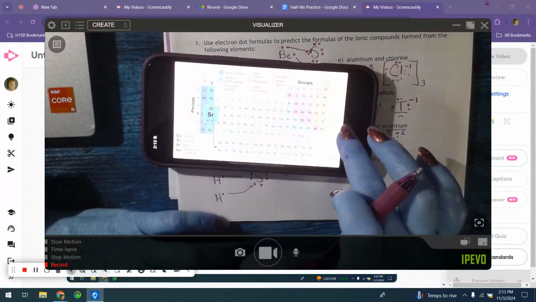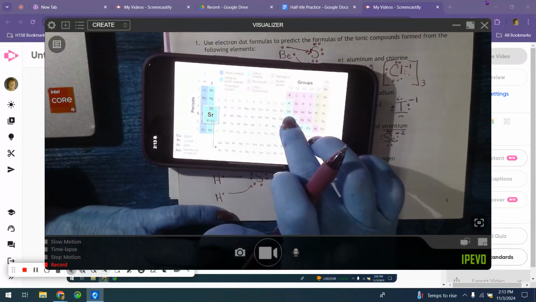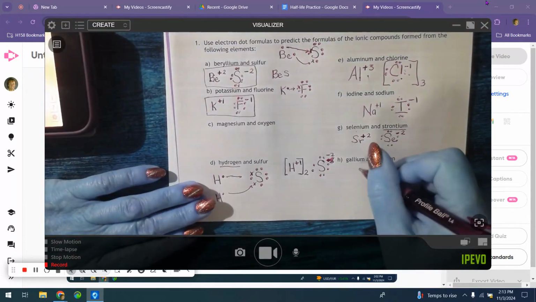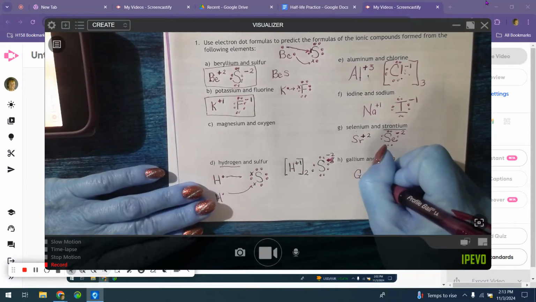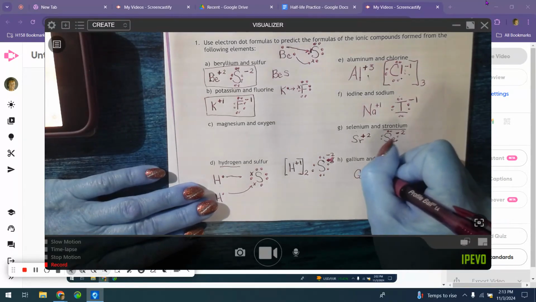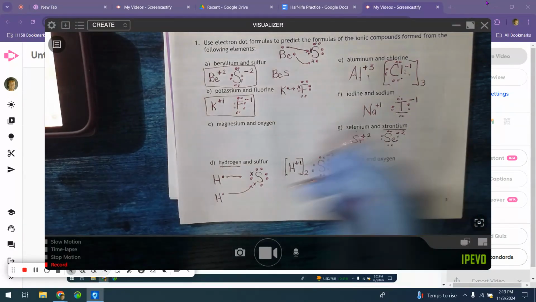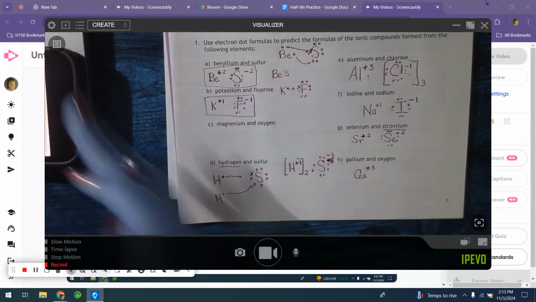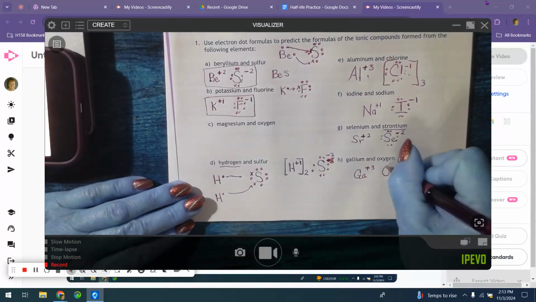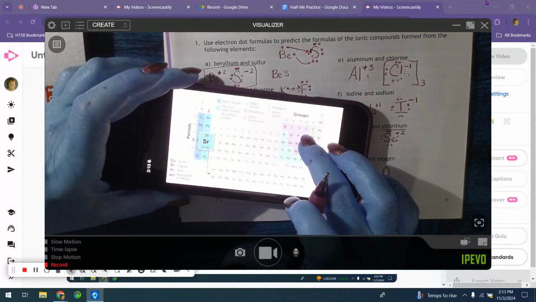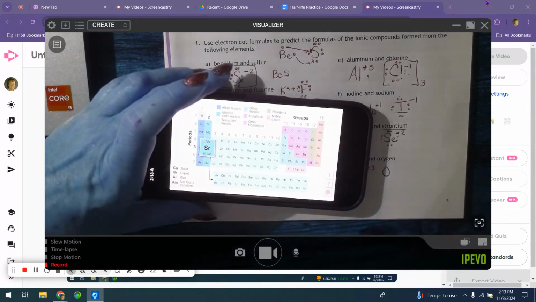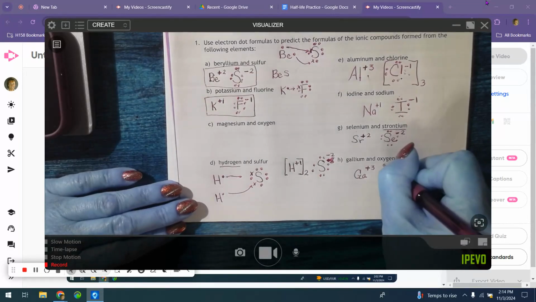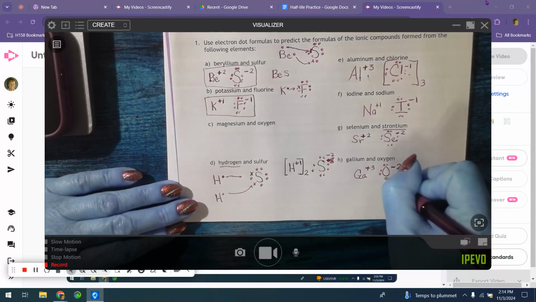Gallium is over here in group 13. That means gallium has 3 valence electrons that it wants to get rid of. So if gallium gives away all of its electrons, it's going to form a +3 charge. And remember, you can figure that out if you remember the charges of each group. Oxygen, on the other hand, is in group 16. Group 16 wants to receive 2 electrons and form a -2 ion. I'm going to draw all these electrons around.